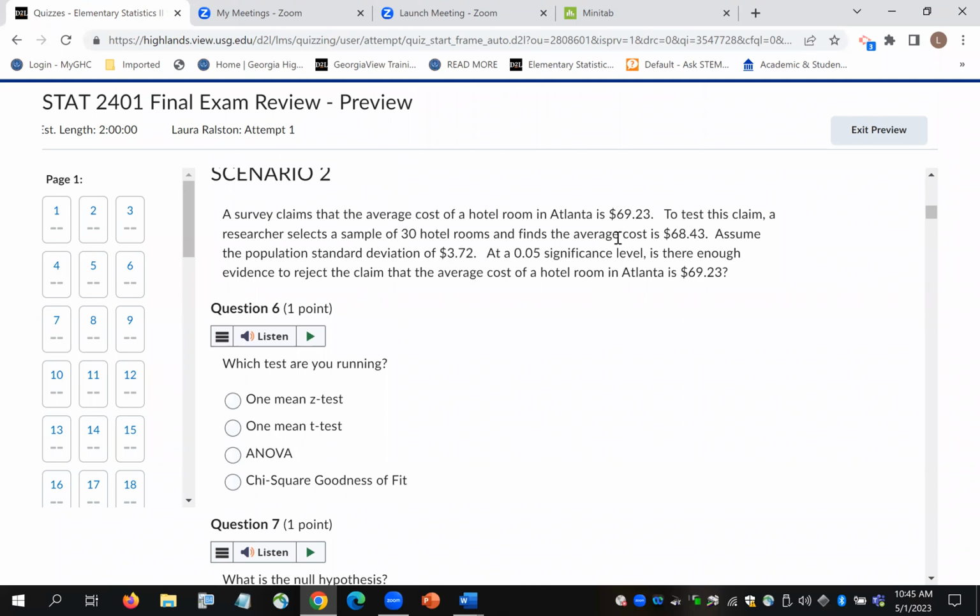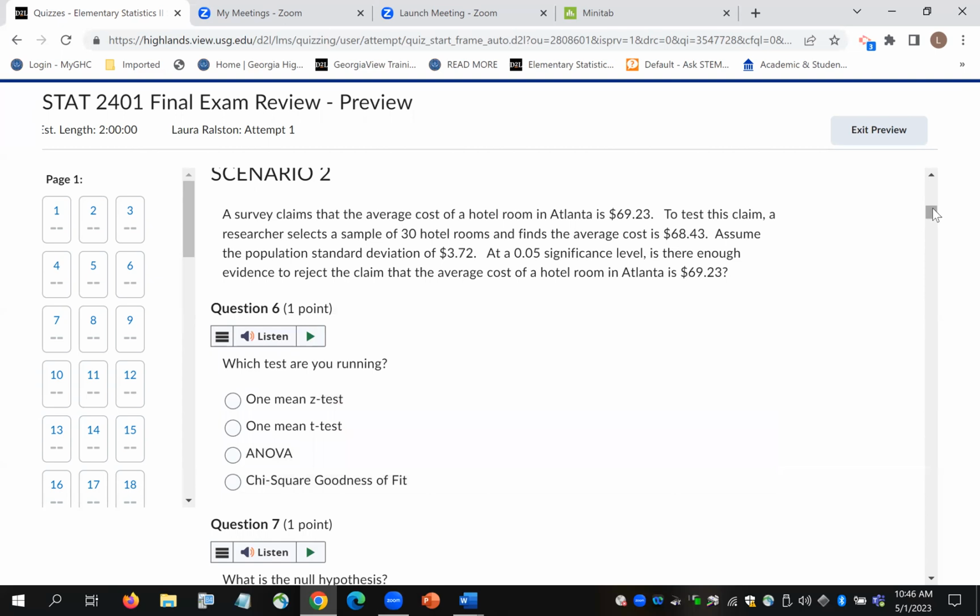Let me see if I can scroll down. Scenario 2 here is about a hotel room. I can change the numbers, and the question itself doesn't really change, but it's not the same question. Do you understand what I'm saying? Yes. Okay. You need to be able to read this question and decide: are you doing a 1 mean Z, a 1 mean T, an ANOVA, or a chi-square goodness of fit?